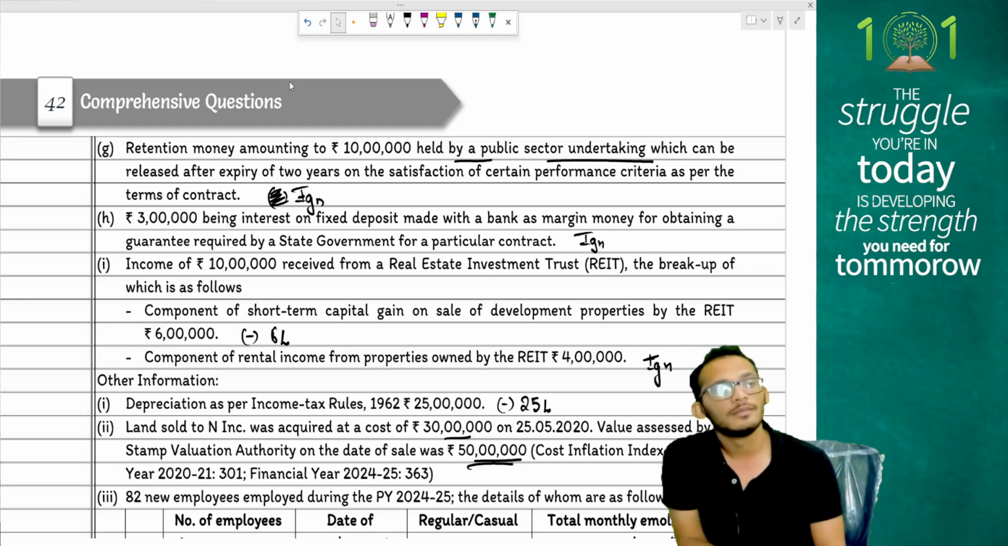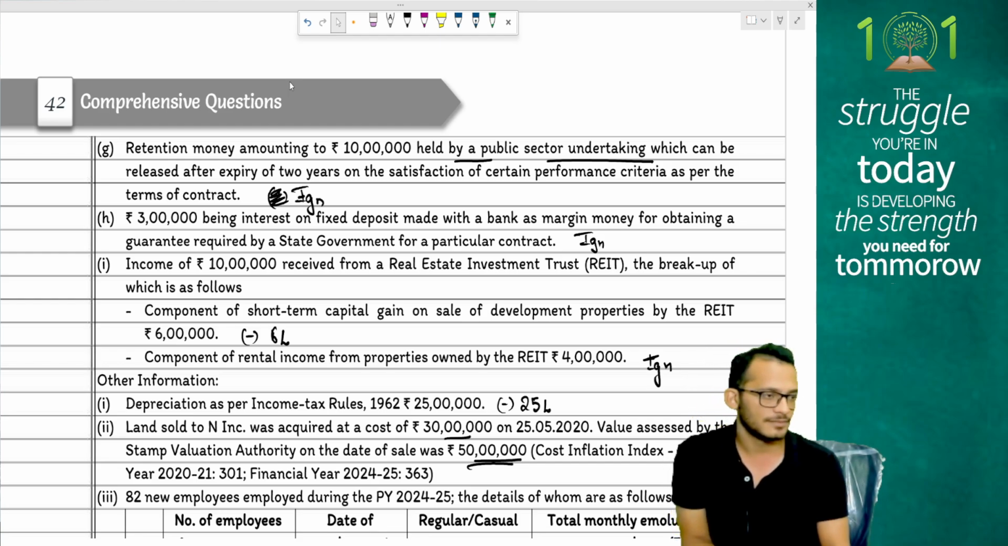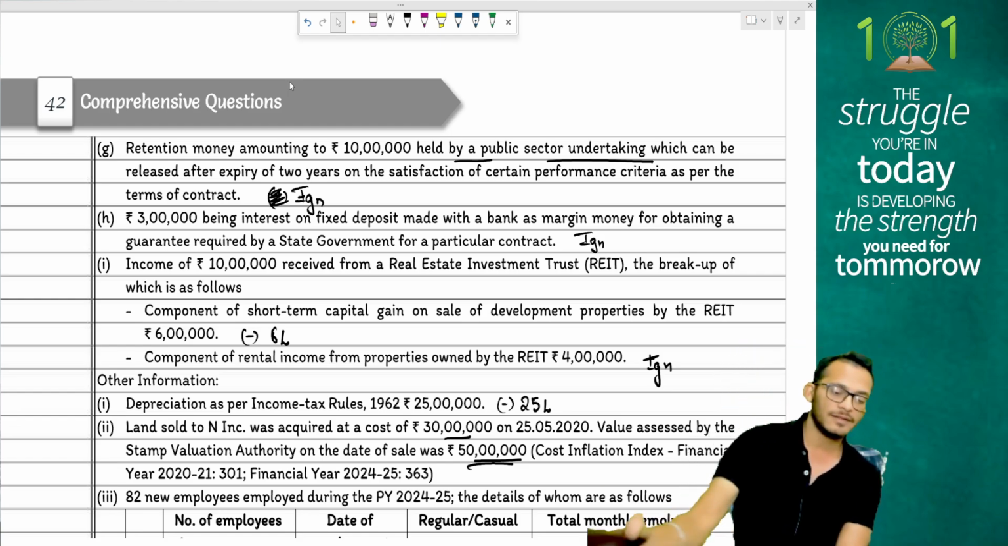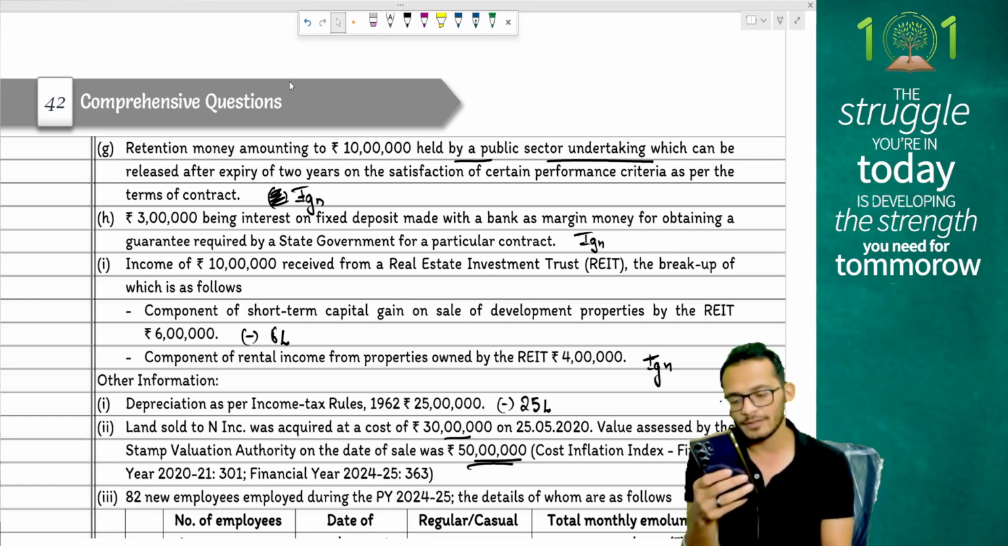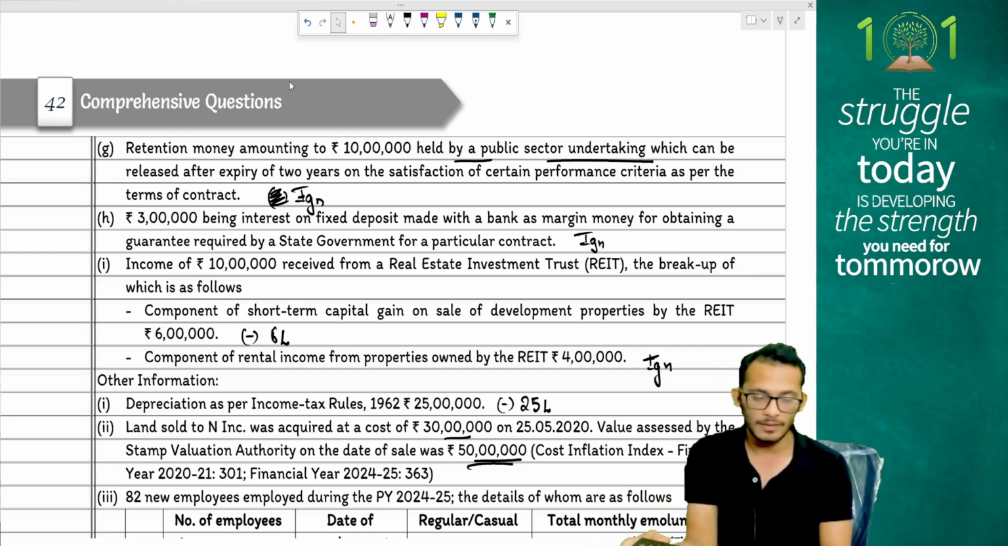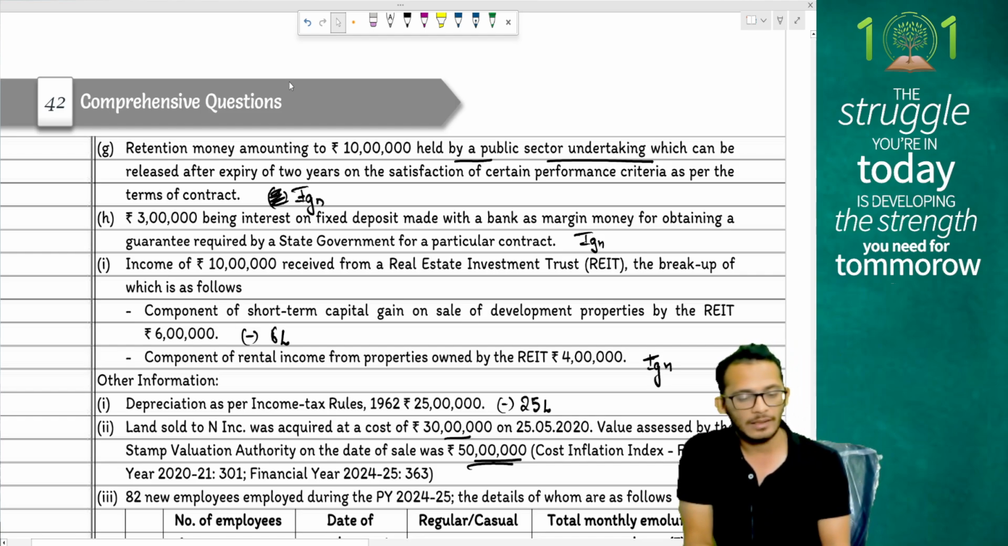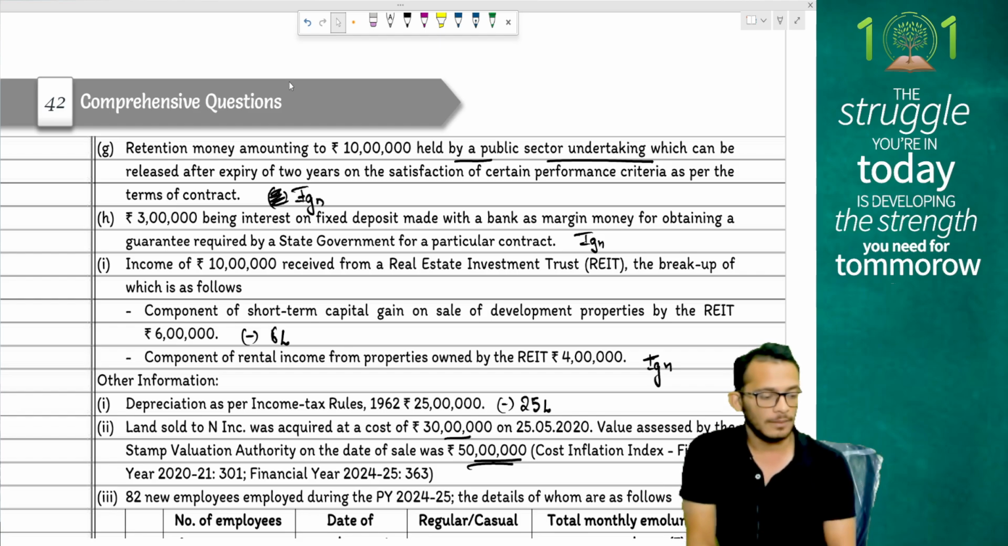What will you write? Since the interest is already part of net profit, no further adjustment is required. Amount becomes zero. Point number I.